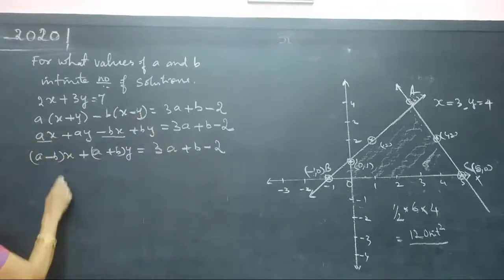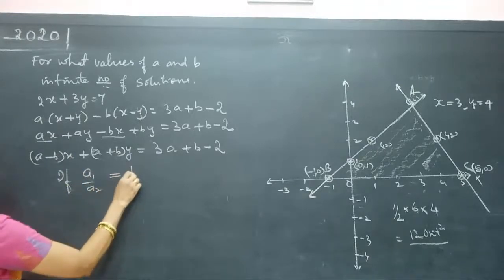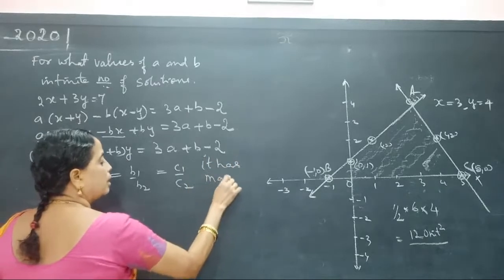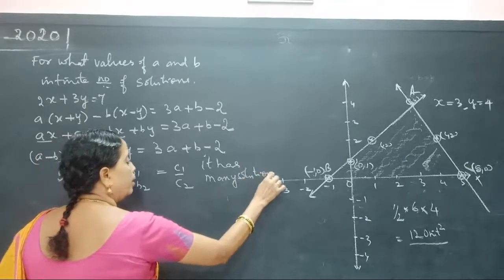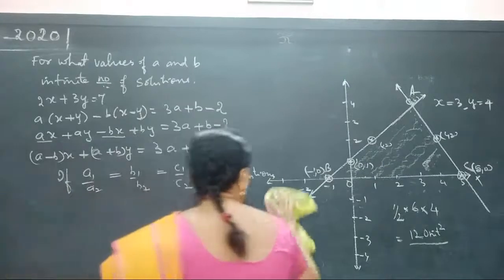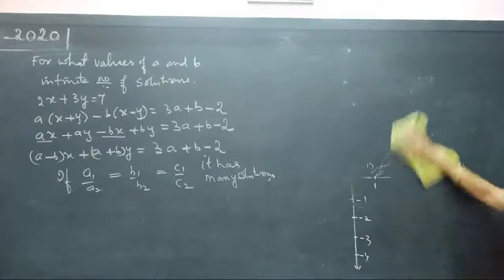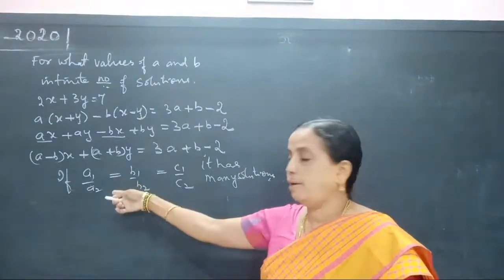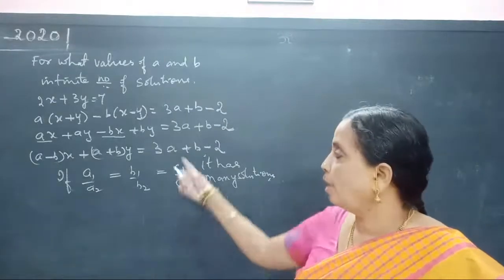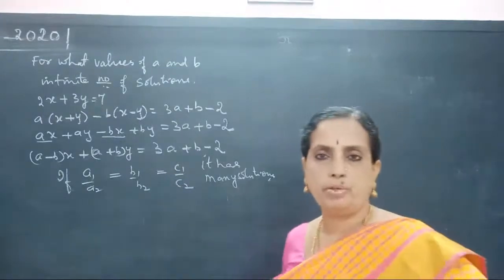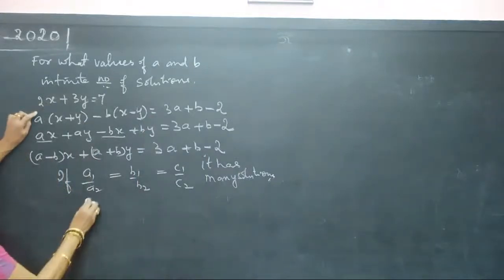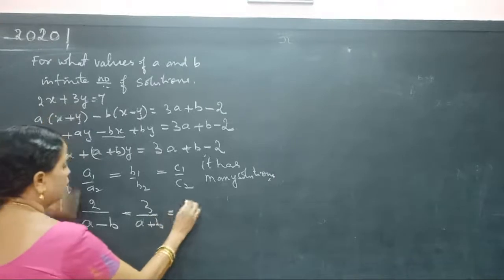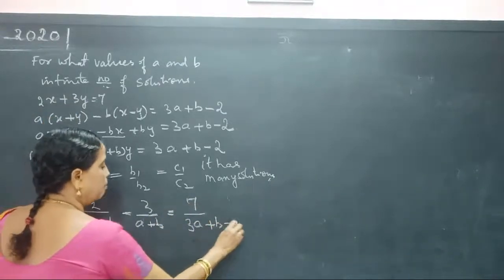For infinitely many solutions, if a1 by a2 equals b1 by b2 equals c1 by c2, it has many solutions. This is the condition we should apply. Now substitute the relevant values. Doing cross multiplication, sometimes directly you get a single variable answer, otherwise you will get two equations to solve for the values of A and B. If you have confusion, we can use capital letters A1, A2, B1, B2, because A and B are already in the question. Otherwise, you can proceed as it is. Now, what is A1 here? It is 2 upon A minus B, 3 upon A plus B equals 7 upon 3A plus B minus 2.